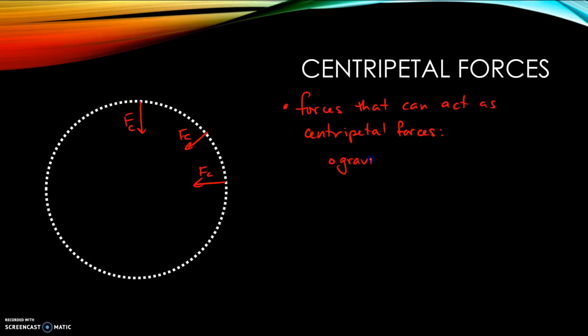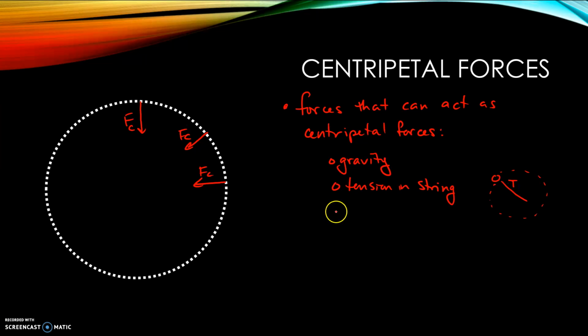Things that can do this: gravity, the force of gravity, is a big one. The force of gravity acting on the Earth acts as the centripetal force, and it keeps the Earth in orbit around the sun. Something else could be the tension in a string. If you have a ball tied to a string and it's being twirled around in a circle, then this tension is my centripetal force.